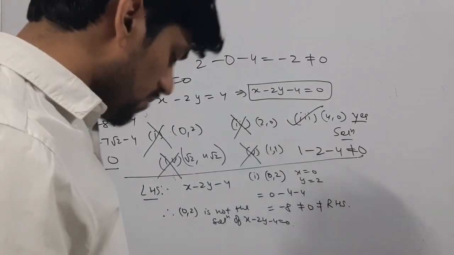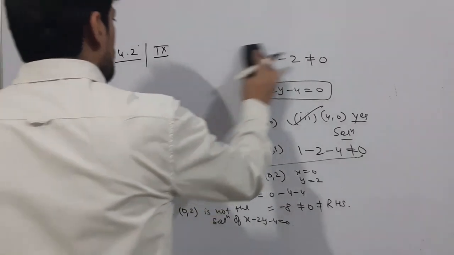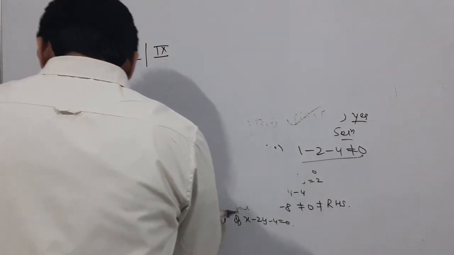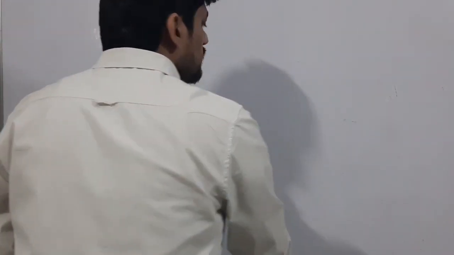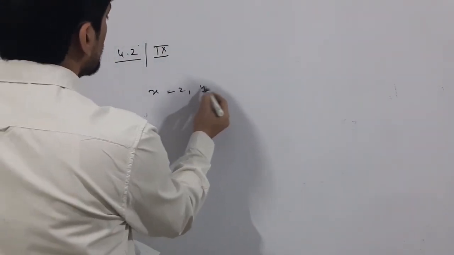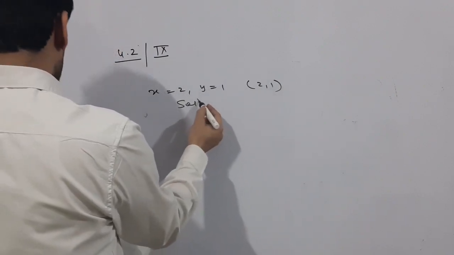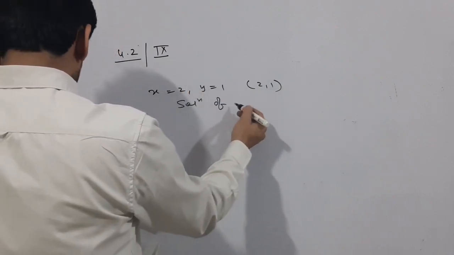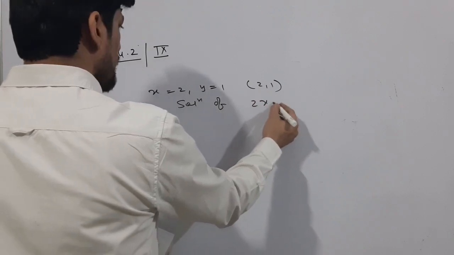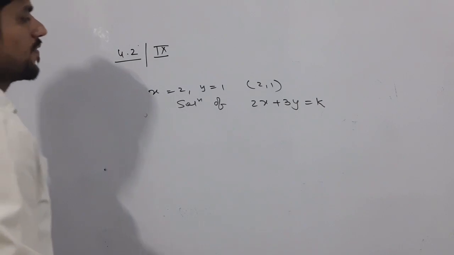Okay, let us do question number 4. Find the value of k. We need to find the value of k. K is unknown here. If x is 2 and y is 1, that means this pair 2, 1 is given as the solution of the linear equation 2x plus 3y equals k. We need to find the value of k.